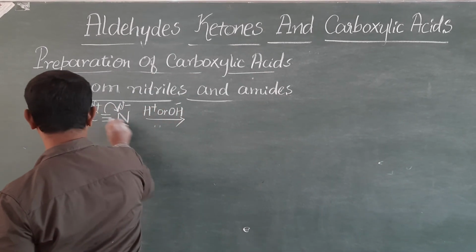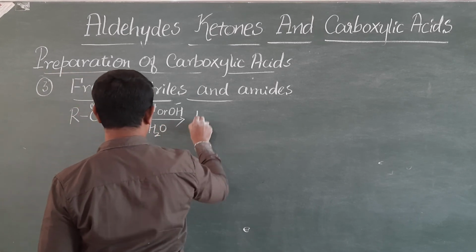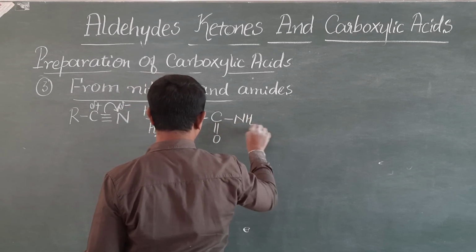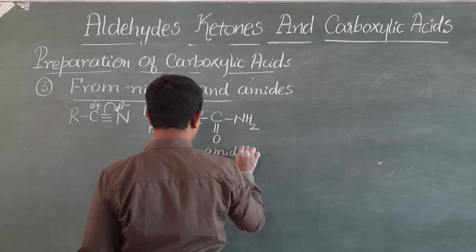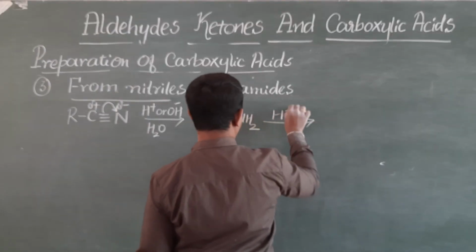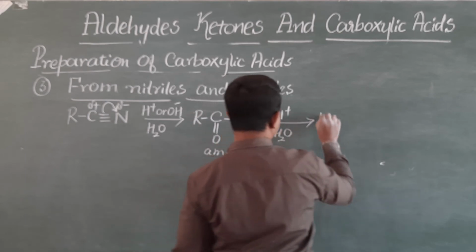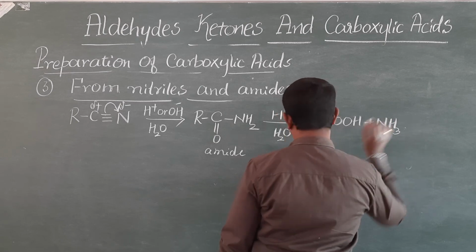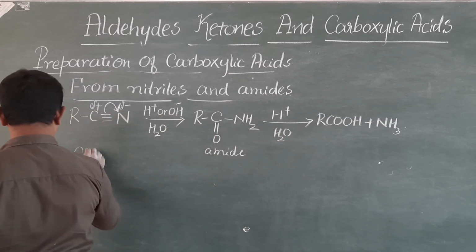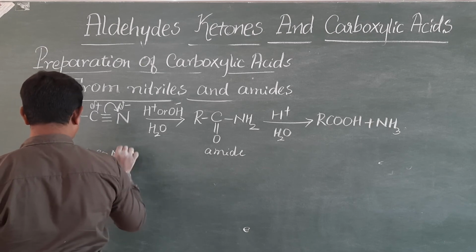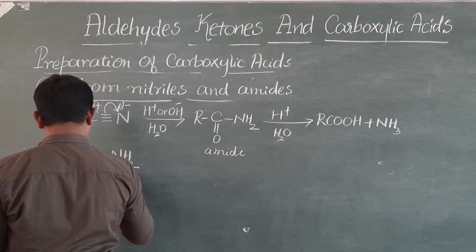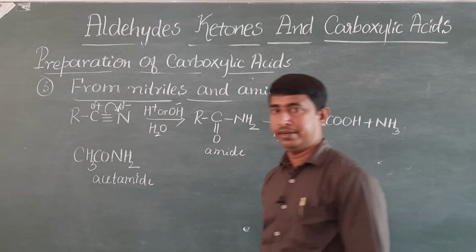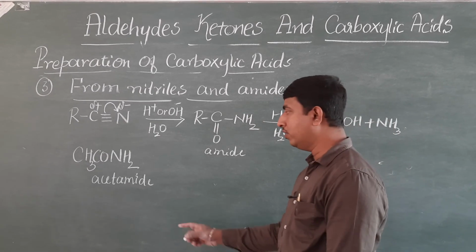This is H plus or OH minus. Initially we will get an amide, RCONH2. This amide again on hydrolysis gives carboxylic acid along with ammonia. For example, CH3CONH2, it is called as what? Acetamide. Name of the compound acetamide, or it is ethanamide.